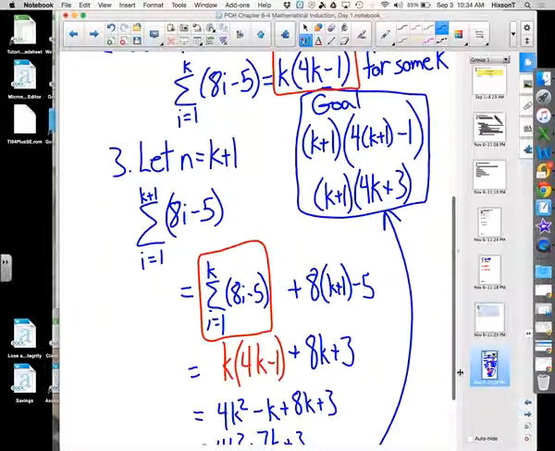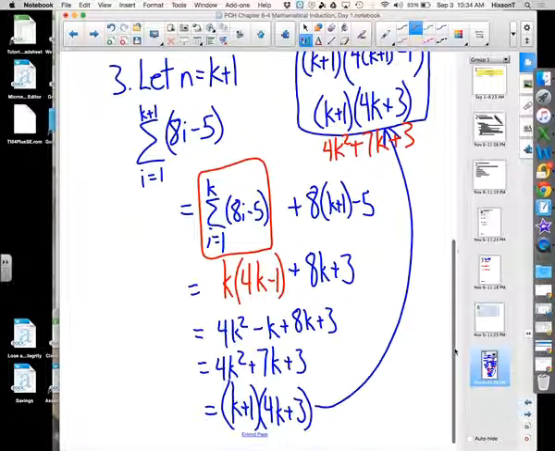Okay, so this is what she was asking. Could she go ahead and FOIL this? You know, 4k squared plus 3k plus 4k is a plus 7k plus 3, and then we could have recognized, hey, right here that it matches that. Absolutely. Okay, you can. All right.